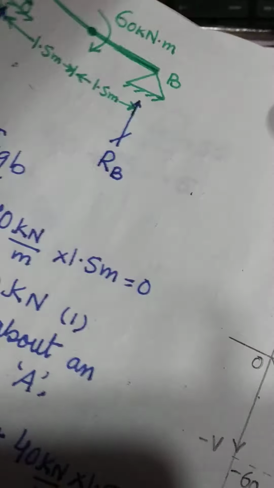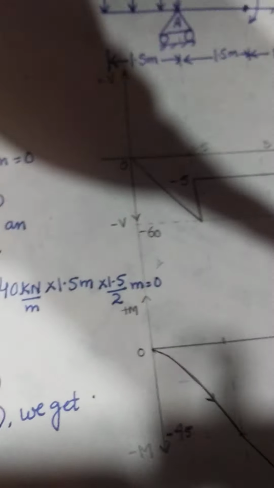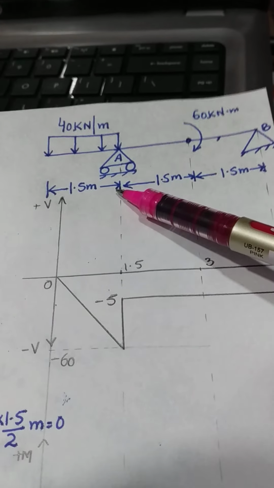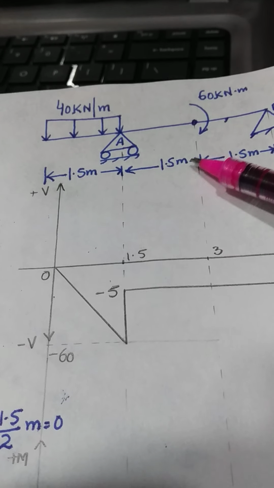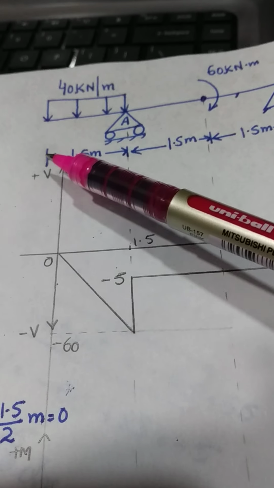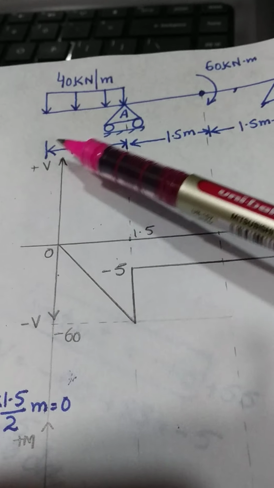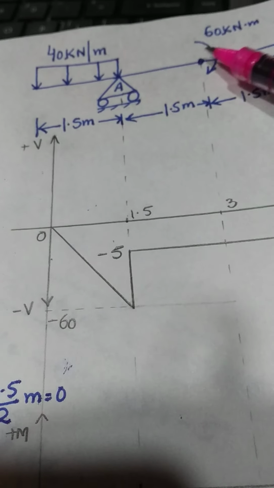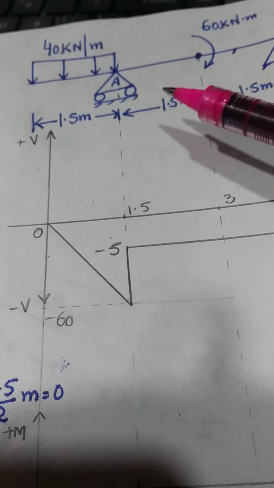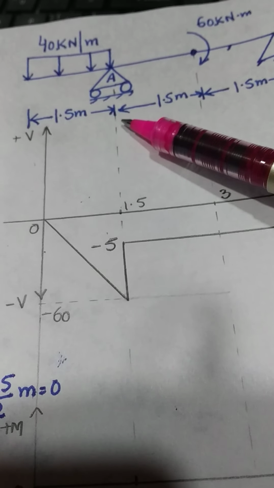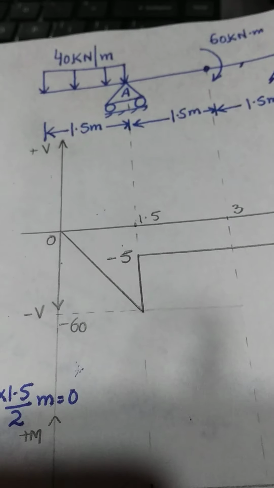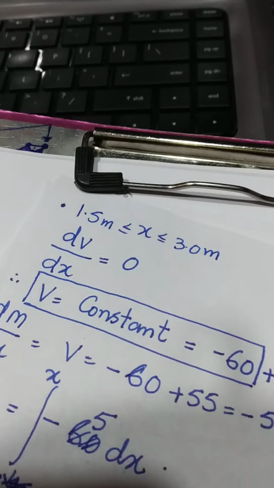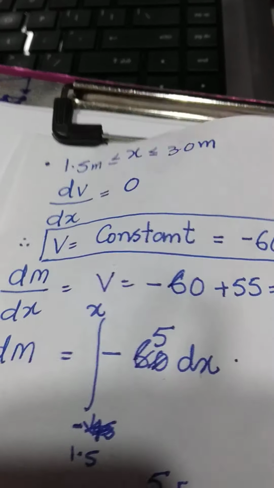The second region of the beam goes from x equal to 1.5 to x equal to 3, because we are measuring every distance from this free end. So here x is equal to 1.5, here x is equal to 3. So the analysis we are performing now is valid for x equal to 1.5 to x equal to 3.